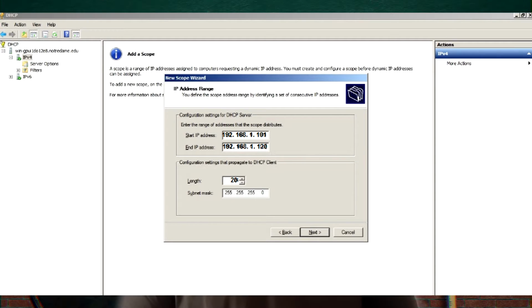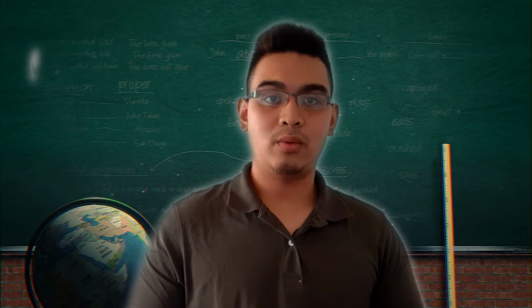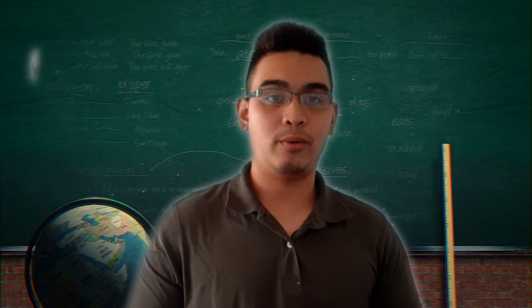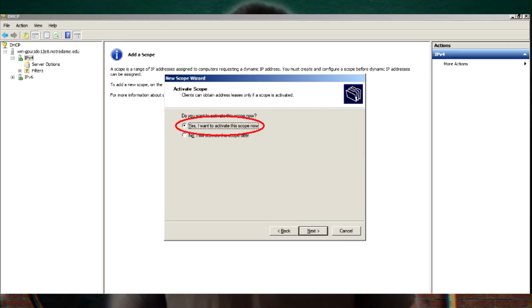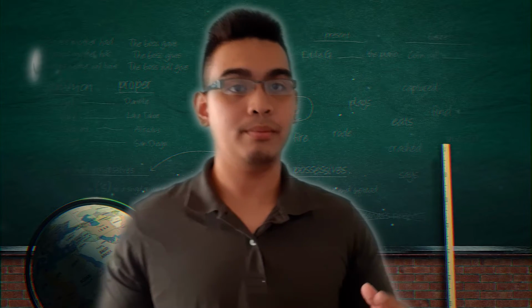And then let's say you have 20 workstations in your network. So the end IP address is 192.168.1.120. You can input 192.168.1.110 if you only have 10 workstations, so be sure to do the math for that. Then click next, choose to activate your new scope, and then you're done.